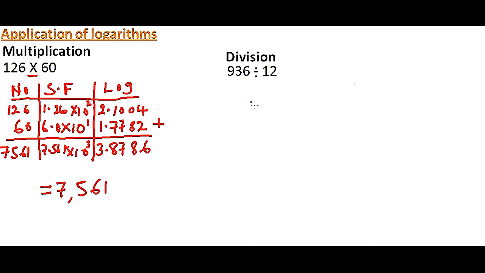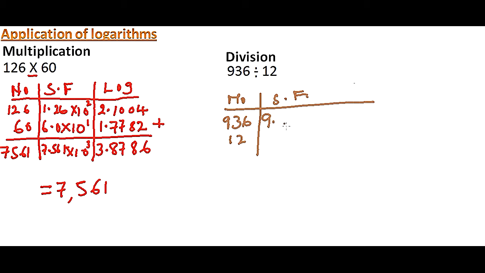So 936 divided by 12, we draw a similar table to the one that we have done with the multiplication. So we have the number there. Our numbers are 936 and 12. Then we have standard form. So we have 936 is the same as 9.36 multiplied by 10 to power 2. Then we have 1.2 multiplied by 10 to power 1.